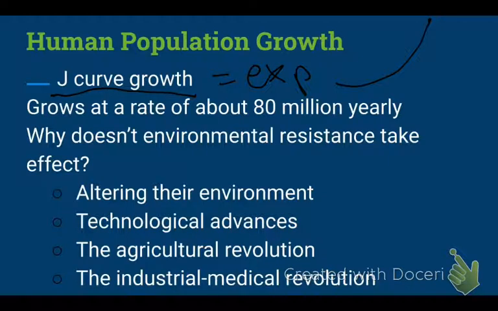Nothing can grow exponentially forever. So we are currently growing at a rate of about 80 million a year. And so the question is, why have environmental resistance, aka limiting factors, not taken effect? Well, we have been able to escape some limiting factors that would have been able to limit our population earlier on. Some of those examples would be we can alter our environment. So when it comes to being able to get water, well, we don't have to depend on a watering hole.